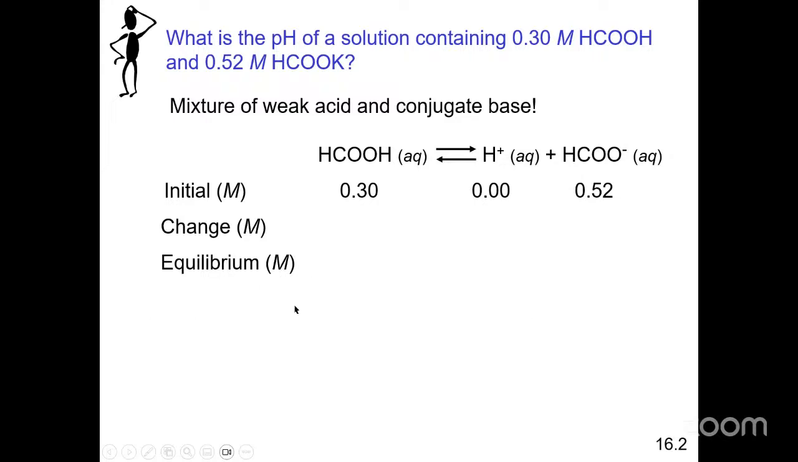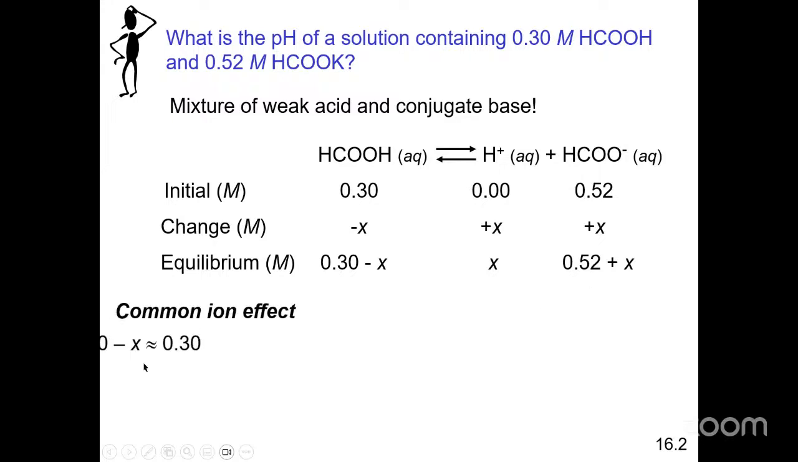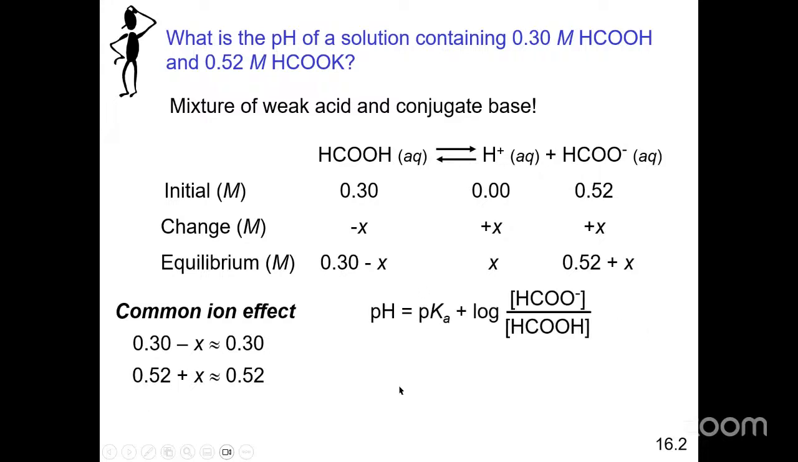The change, we don't know what it is, but we're going to call it minus X for the formic acid, plus X for the H plus, and plus X for the formate ion. And therefore, at equilibrium, all we have to do is add the initial and change lines to get these terms here, right? And then we plug that into the Ka expression. But before we do that, we make an approximation, of course, that X is so small that 0.30 minus X is 0.30, and 0.52 plus X is 0.52. And then we plug those values into the Henderson-Hasselbalch equation.